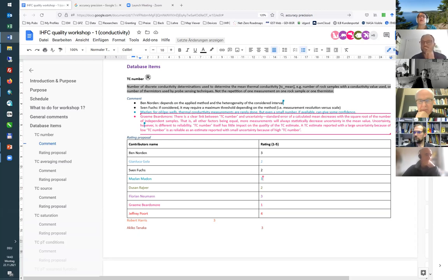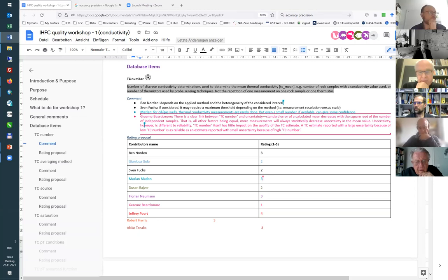Hello, everybody. I'm Gianluca Gola from Italy. So I agree that it's very important for each heat flow determination to have information about the temperature data and thermal conductivity measurements. But one of the major news of the new structure of the database we are working on is the possibility to add the reference, in terms of DOI, for the original publication. So I think it's very hard to implement a reliable database including also the raw data. But of course, when we review and upgrade the new database, we can add the original paper.